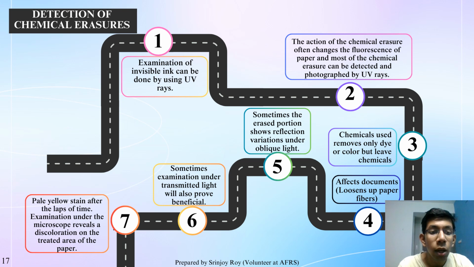And also a pale yellow stain after the lapse of time. Examination under the microscope also reveals a lot of areas where chemicals have been used. So basically the methods of studying chemical erasures remain the same.